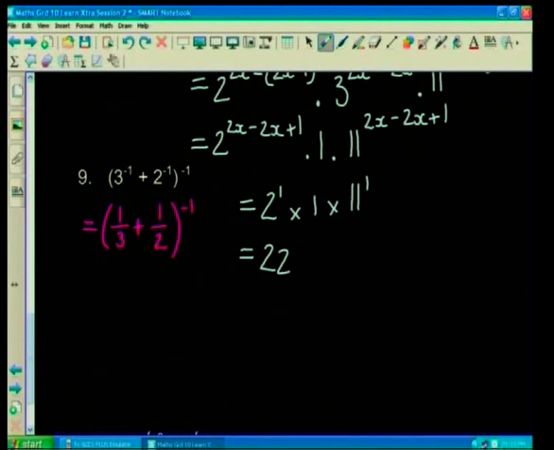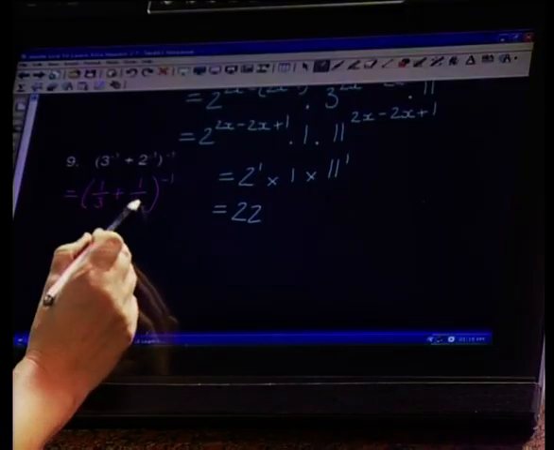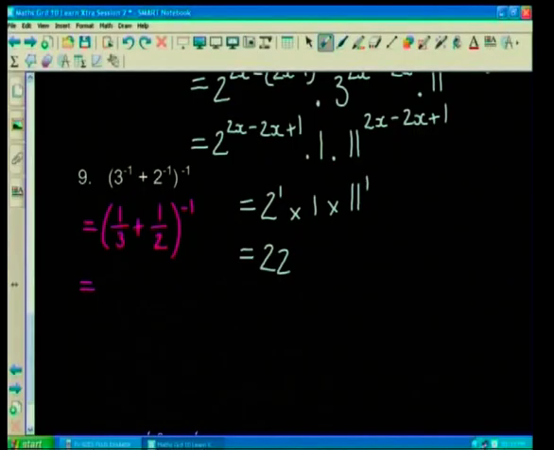If I want to add fractions, I need to find a lowest common denominator. Now the lowest common denominator over here is going to be 6. How did I get 6? Well, 3 goes into 6 and 2 goes into 6. It's a cheating way to get it, is to say 3 times 2, which is 6. How do I change 1 over 3 to something over 6? 3 times 2 gives us 6, so 1 times 2 will be 2 over 6.